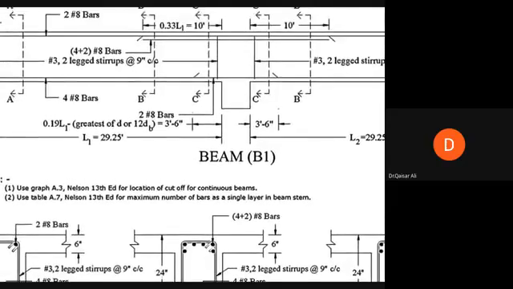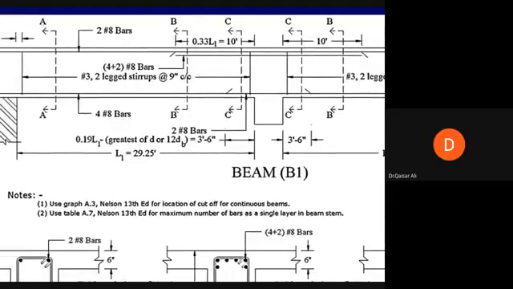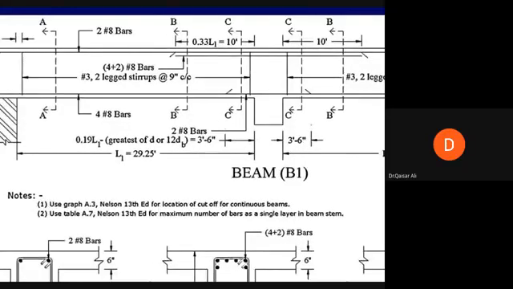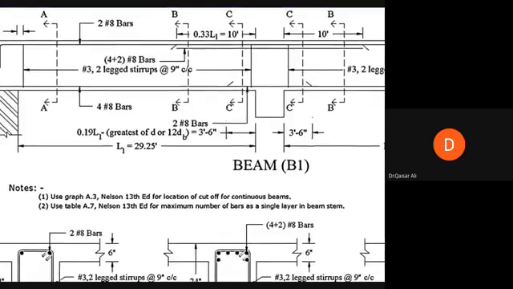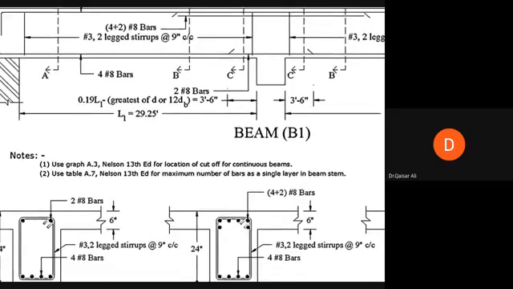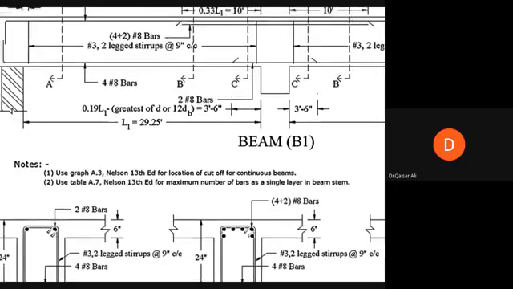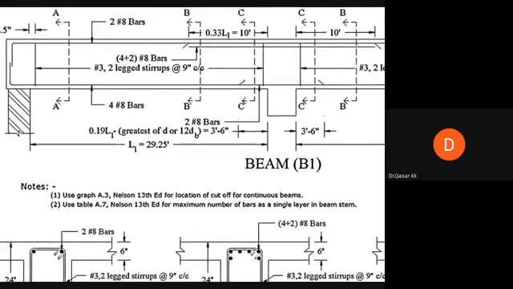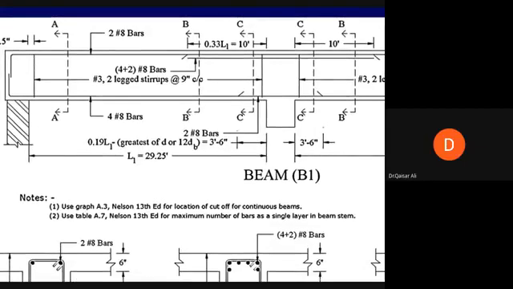However, if you take a section at AA, in section A you will be able to see only 2 number 8 bars. Which means that 2 number 8 bars from the first layer and 2 number 8 bars from the second layer have been curtailed at this location. This bar you can see in the long section is completely eliminated. This does not go beyond this point, the second layer, which means that these 2 bars placed in the second layer do not go beyond this point.